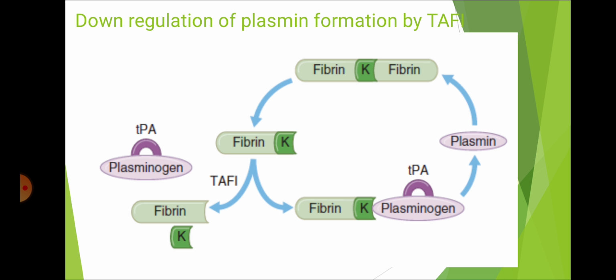The thrombin activable fibrinolysis inhibitor, that is TAFI, cleaves off the C-terminal lysine residues from partially degraded fibrin and thereby eliminates or decreases the fibrin cofactor function in the tissue plasminogen activator, plasminogen and fibrin complex, inhibiting the formation of plasmin and the degradation of fibrin clot.